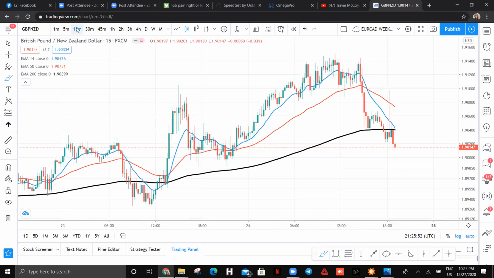So you can practice this on your demo account, GBP NZD, today as soon as market opens by 11 o'clock. And you see what's going to happen in the market. There'll be a drop. So your stop loss can be here, above this. Then you take profit, you calculate what you want to do.